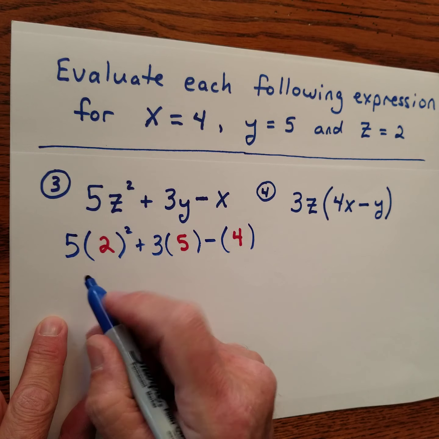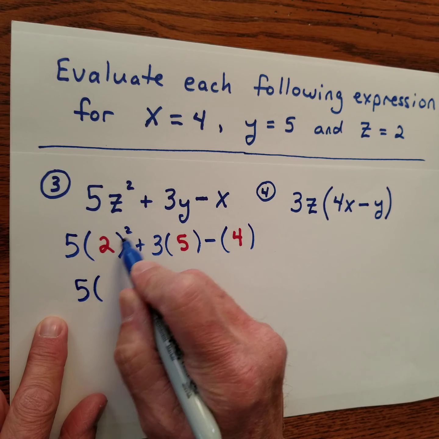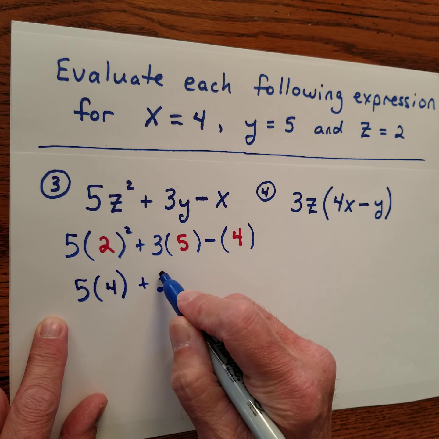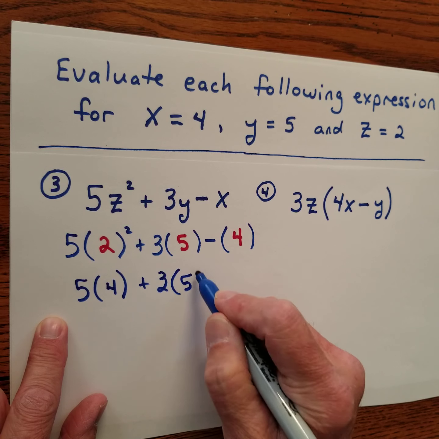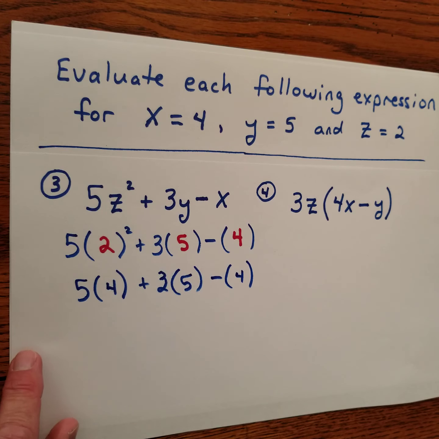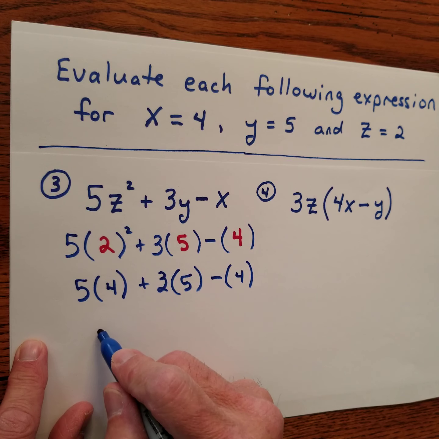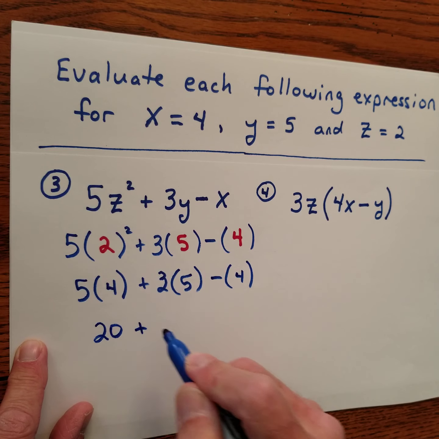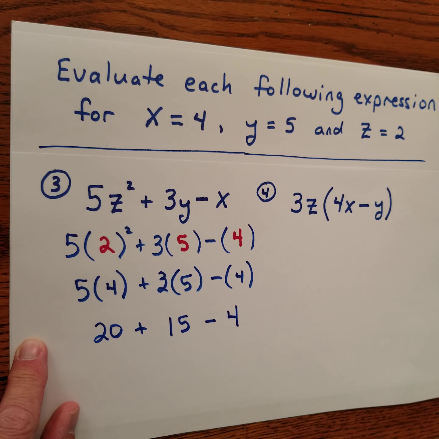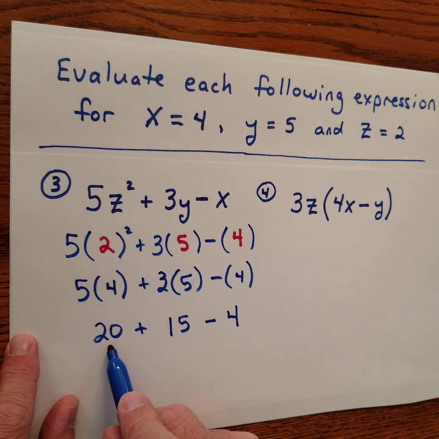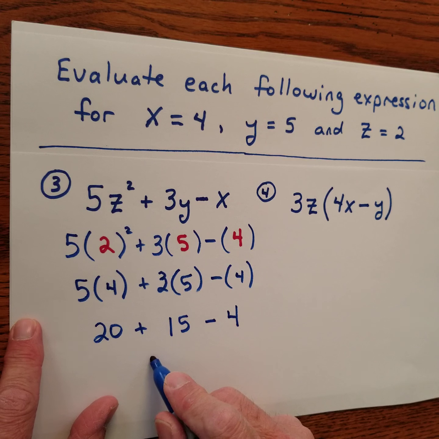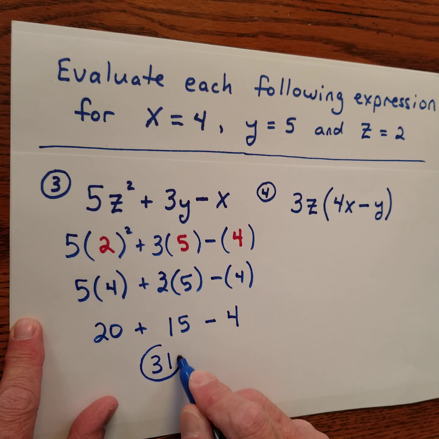Let's take care of the exponent first. 2 squared, 2 times 2, that's 4. And we'll copy and copy. Now do the multiplications. 5 times 4, 3 times 5, copy. 20 plus 15, that's 35. 35 minus 4, that's 31. Great.